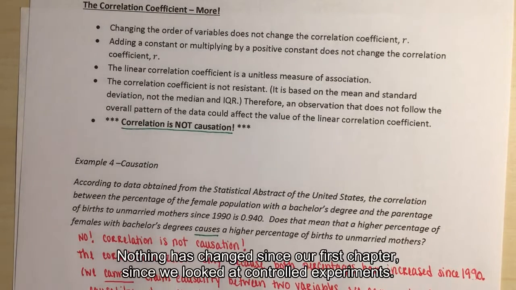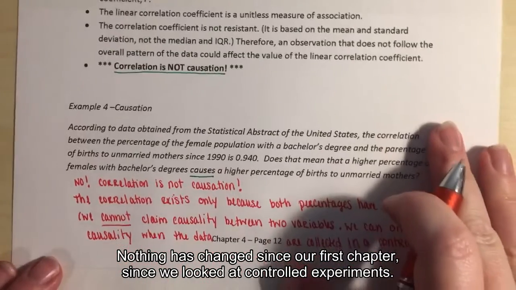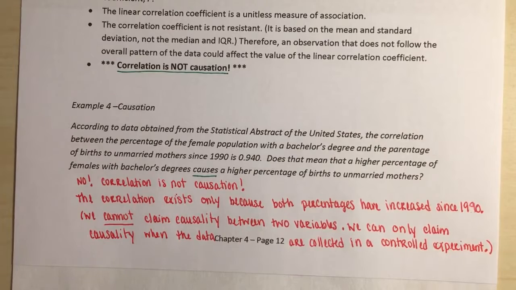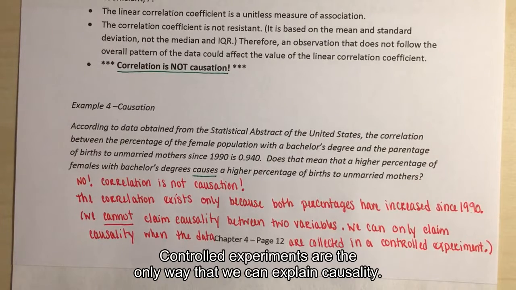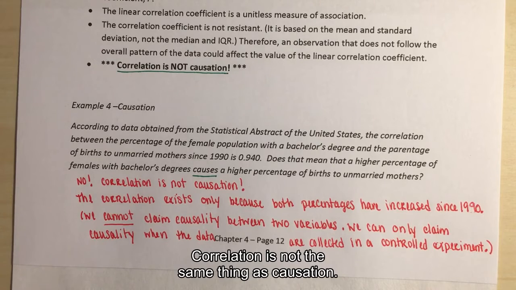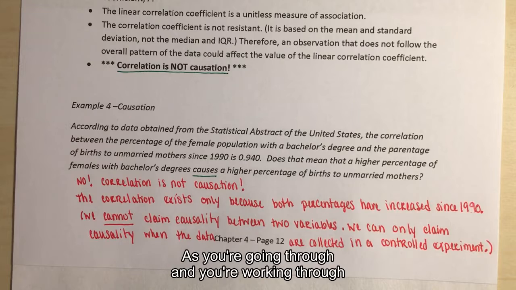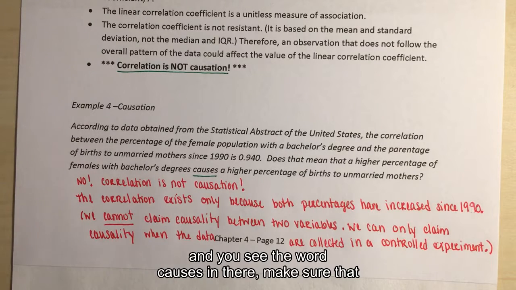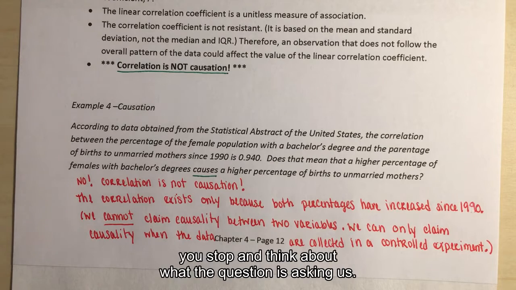So nothing has changed since our first chapter, since we looked at controlled experiments. Controlled experiments are the only way that we can explain causality. Correlation is not the same thing as causation. So as you're working through the problems and you see the word causes in there, make sure that you stop and think about what the question is asking us.